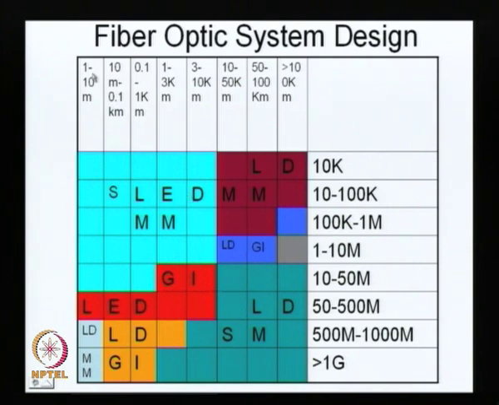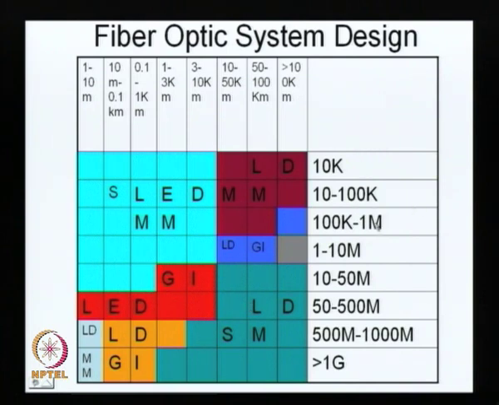So what we have done, these are now the distances starting from very short distances. So this is 1 to 10 meters, this is 10 to 100 meters, 0.1 kilometer to 1 kilometer, 1 to 3 kilometers, 3 to 10 kilometers, 10 to 50 kilometers, 50 to 100 kilometers, and greater than about 100 kilometers.